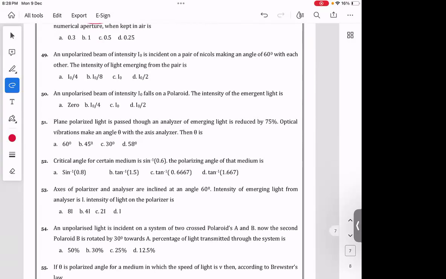Malus law. Look at this. Unpolarized light of intensity I naught makes an angle of 60 degree with each other. The intensity of light emerging from the pair is.